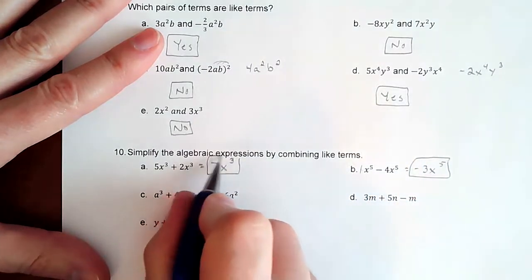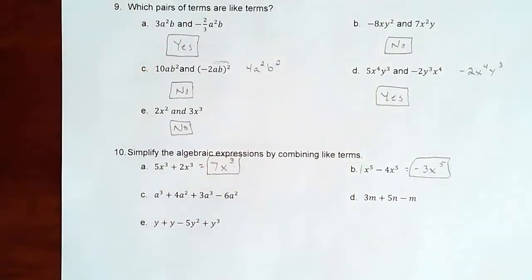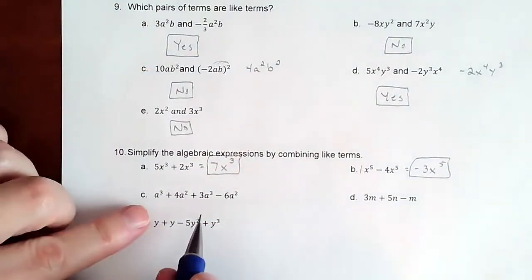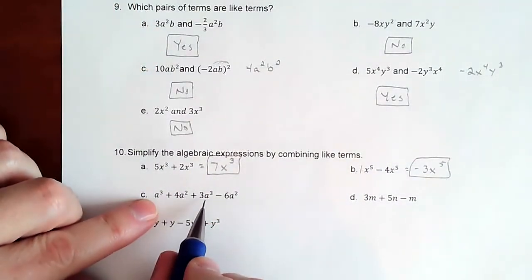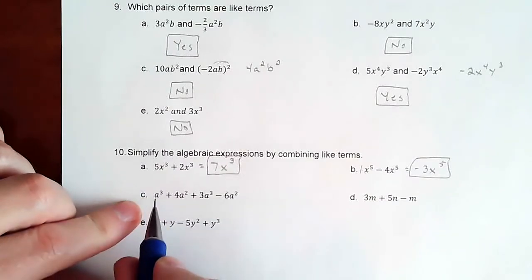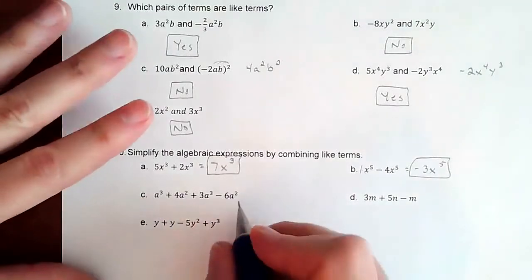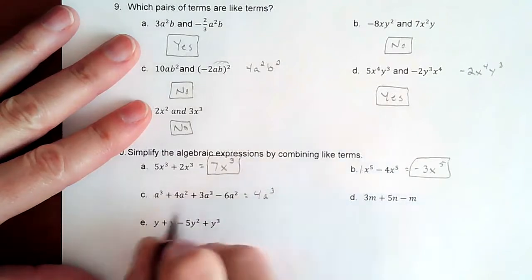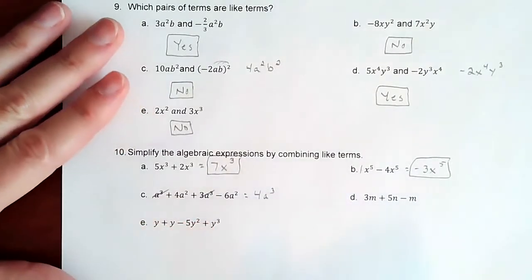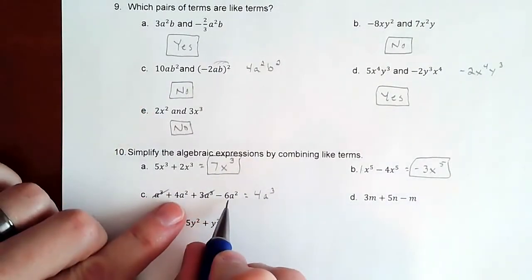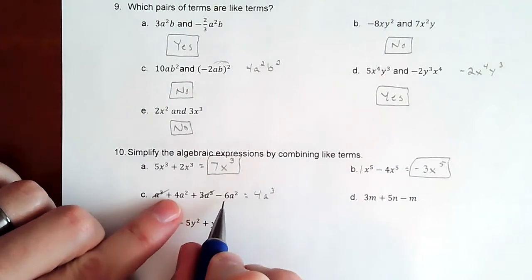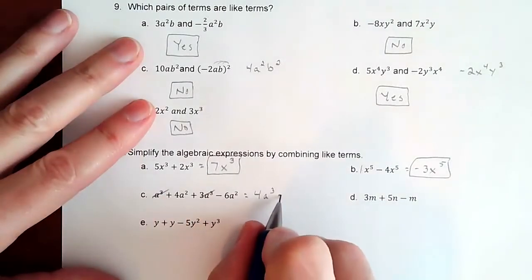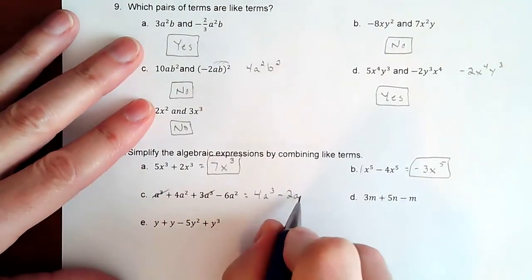And then the third one, here we're looking at what can go together. We can put the a to the 3rds together. So that's a 1a to the 3rd plus a 3a to the 3rd, which would get you a 4a to the 3rd. And I like to cross things off to know I'm done with them and see what's left over. So I have a squares that'll go together. So 4 minus 6 would be -2a squared.